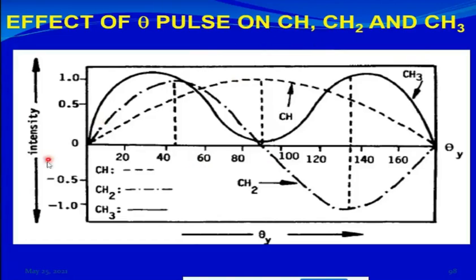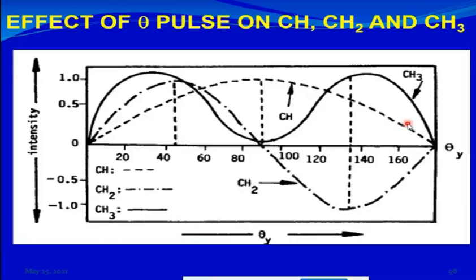So here we have a diagram. This shows the intensity, and here we have the theta. So you can see the angle 0, 20, 40, 60, 80, and up to 180 degrees. And we have shown these different types of carbons with different lines. So this broken line shows a CH, this broken line shows a CH2, and the solid line shows a CH3. Okay. You can see some waves here. These are the waves which appear for the magnetization vectors of CH, CH2, and CH3, right?